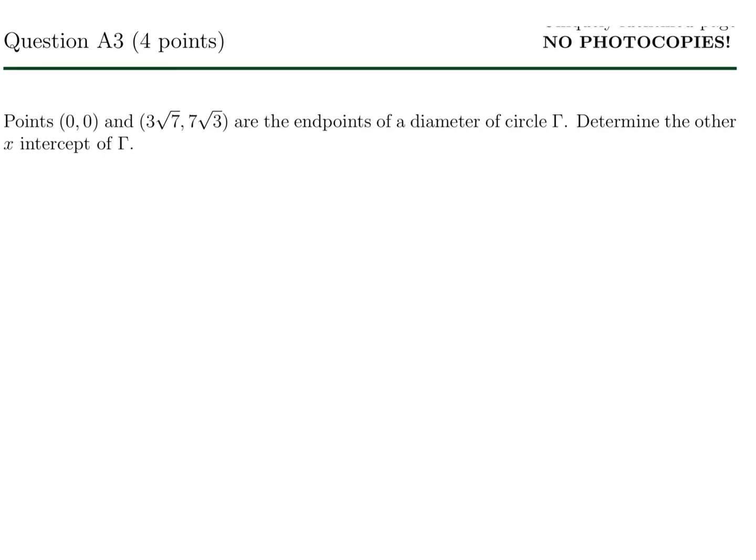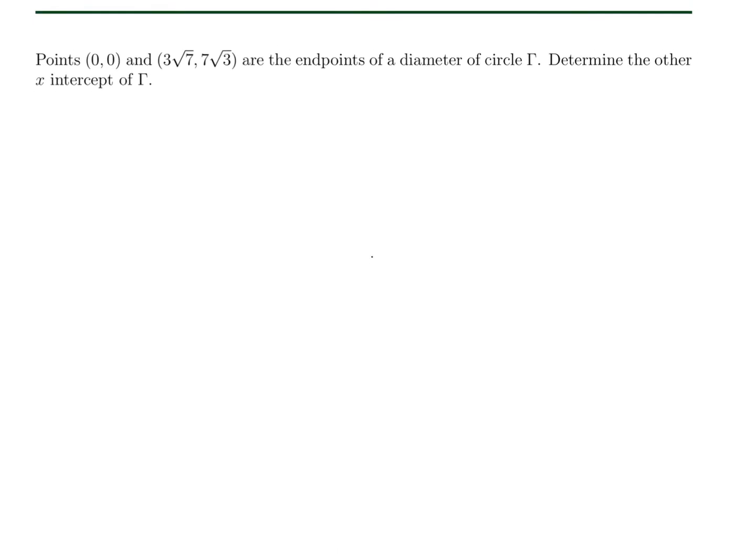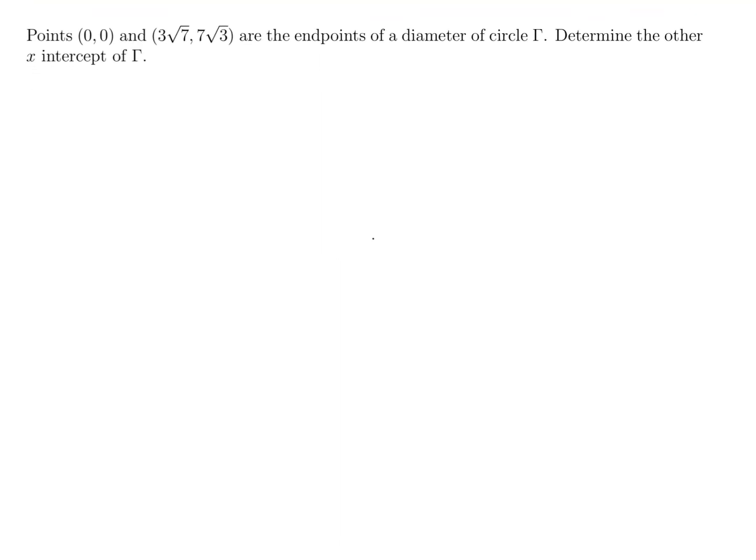Points (0, 0) and (3 root 7, 7 root 3) are the endpoints of a diameter of circle omega. Determine the other x-intercept of this circle. Okay, so let's just draw a diagram. It doesn't have to be a work of art here. And then there's this circle.